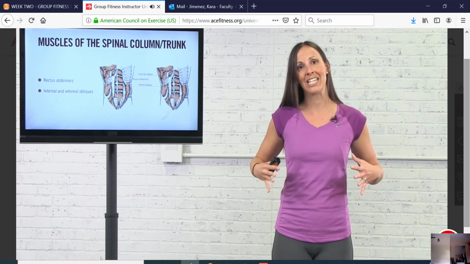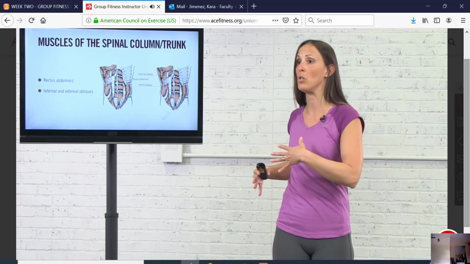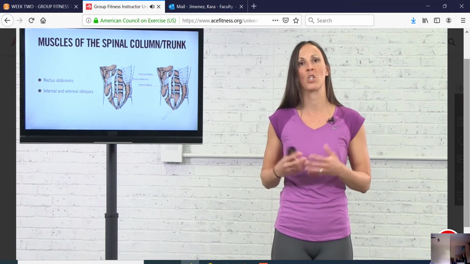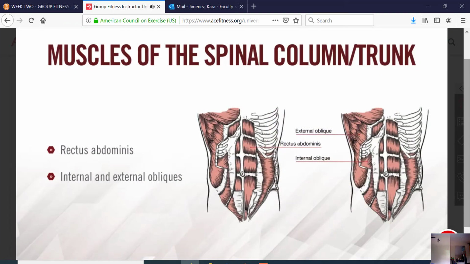We also have the internal and the external obliques that allow the torso to twist. Bicycle crunches, Russian twists are again movements that allow rotation to happen.